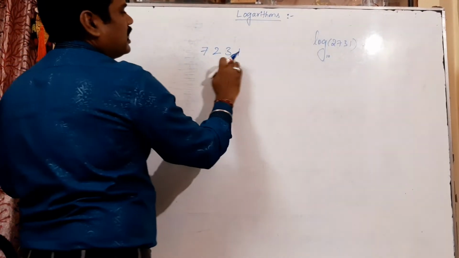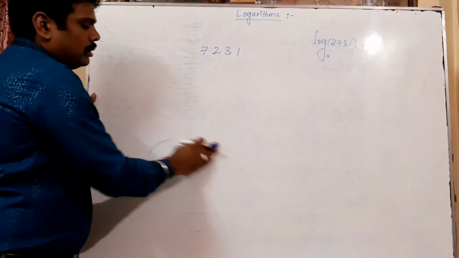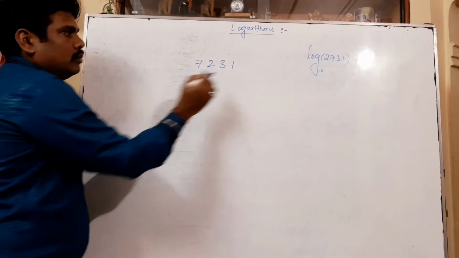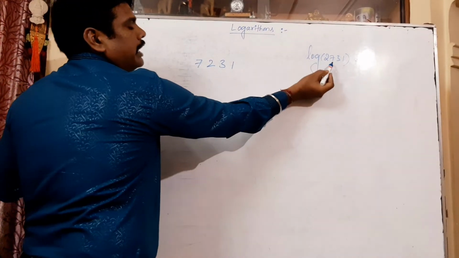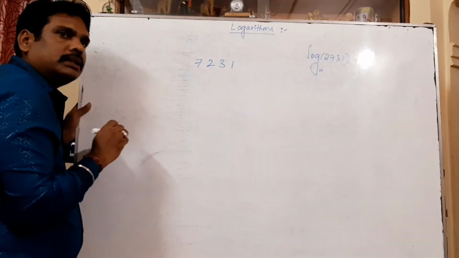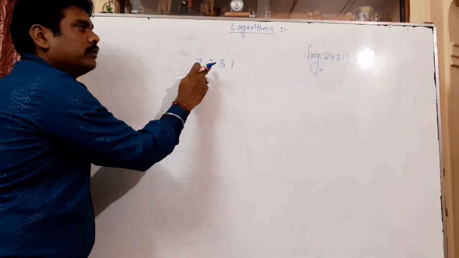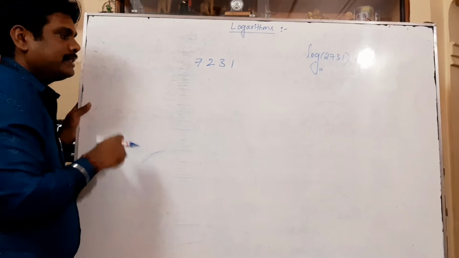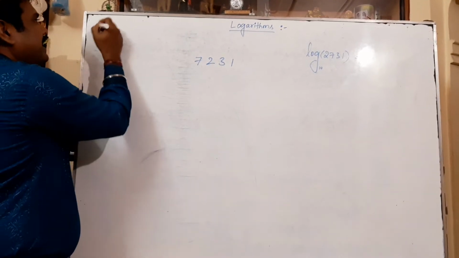To write this logarithmic value, you have to remember two rules here. While writing the logarithmic value for any number, first we have to write the characteristic value for that number. Later on, we have to write the mantissa. First, we have to write the characteristic.